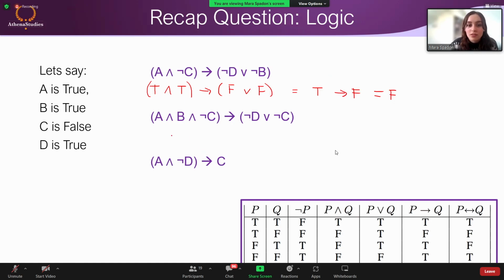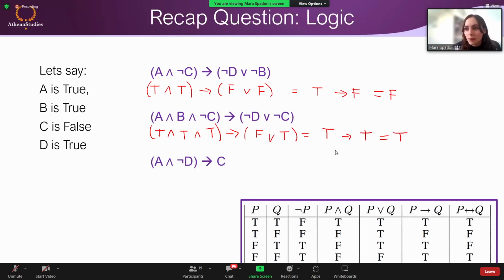So could you also try the second one? Yeah, sure. So we have A, which is true, and B, which is also true, and not C, so that also makes it true. So we have true, true, true, which is true. And then we have not D, which is false, and not C, which is true. So that second bracket yields true because it's or. So we have that true implies true, which is true. Yes, great. Exactly. Thank you very much.